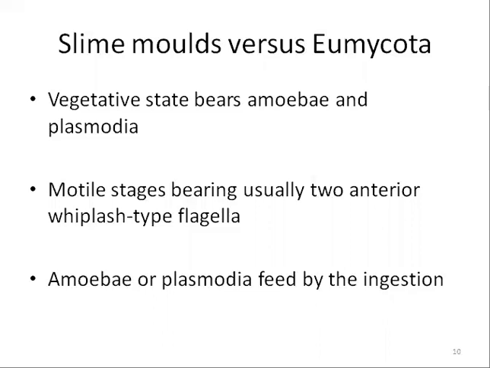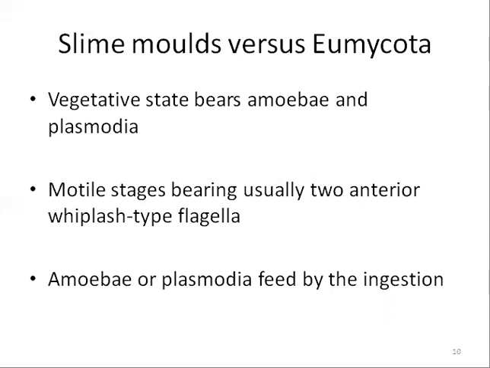Slime molds differ substantially from the Eumycota not only in phylogenetic terms but also regarding their physiology and ecology. Their vegetative state is that of individual amoebae in the cellular slime molds, or of a multinucleate or coenocytic plasmodium in the plasmodial slime molds. Motile stages bearing usually two anterior whiplash type flagella may be present in the plasmodial slime molds.